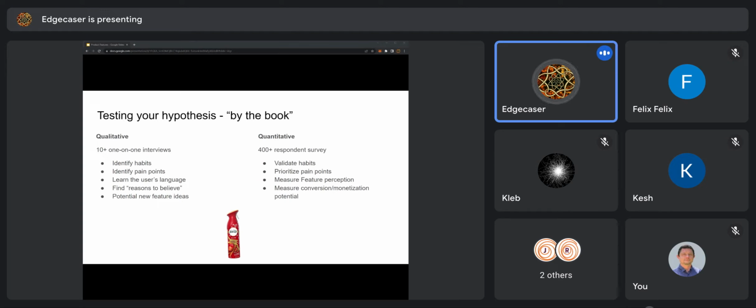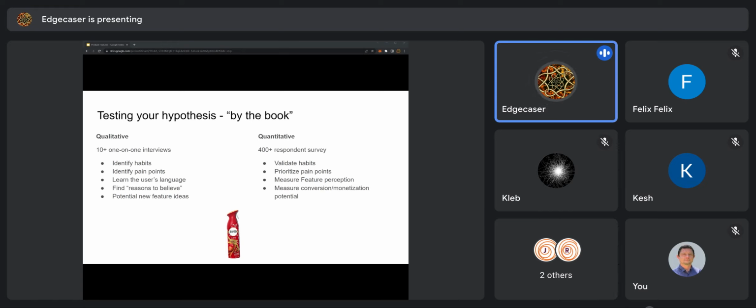So by doing some one-on-one interviews to identify habits, to see not only where they feel pain, but also how they describe it, it gives you potential arguments, potential tweaks to your feature that will make it more likely, it's called a reason to believe, but also gives you new ideas for features or functionalities for your existing product that may just close the gap between it being a nice to have and a must have.